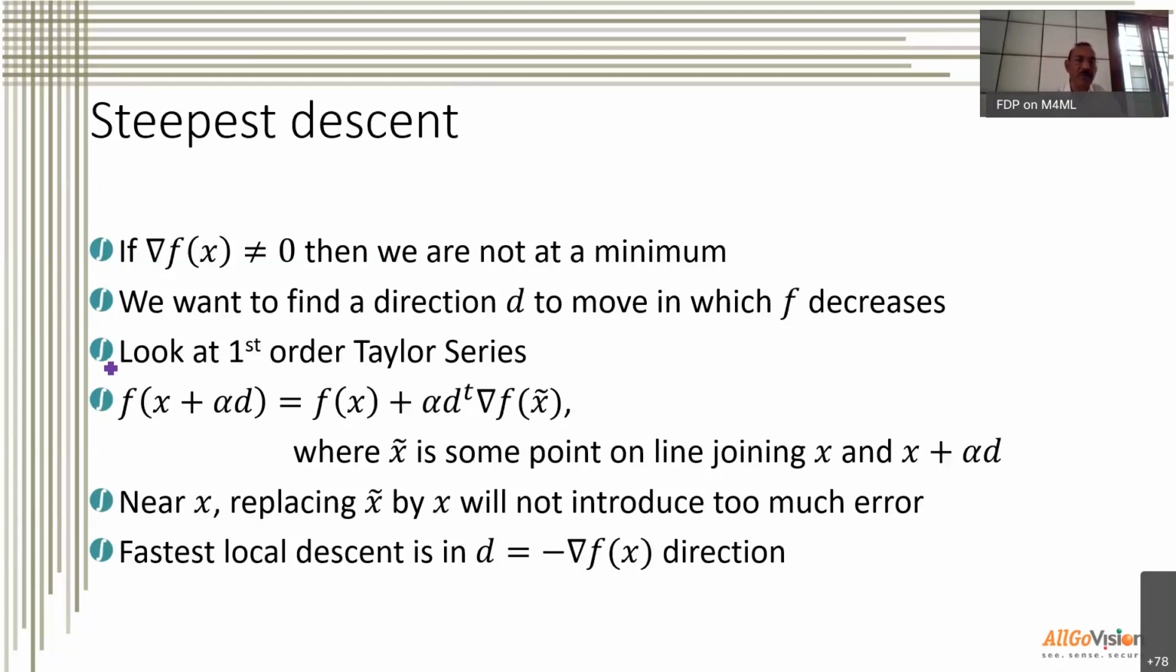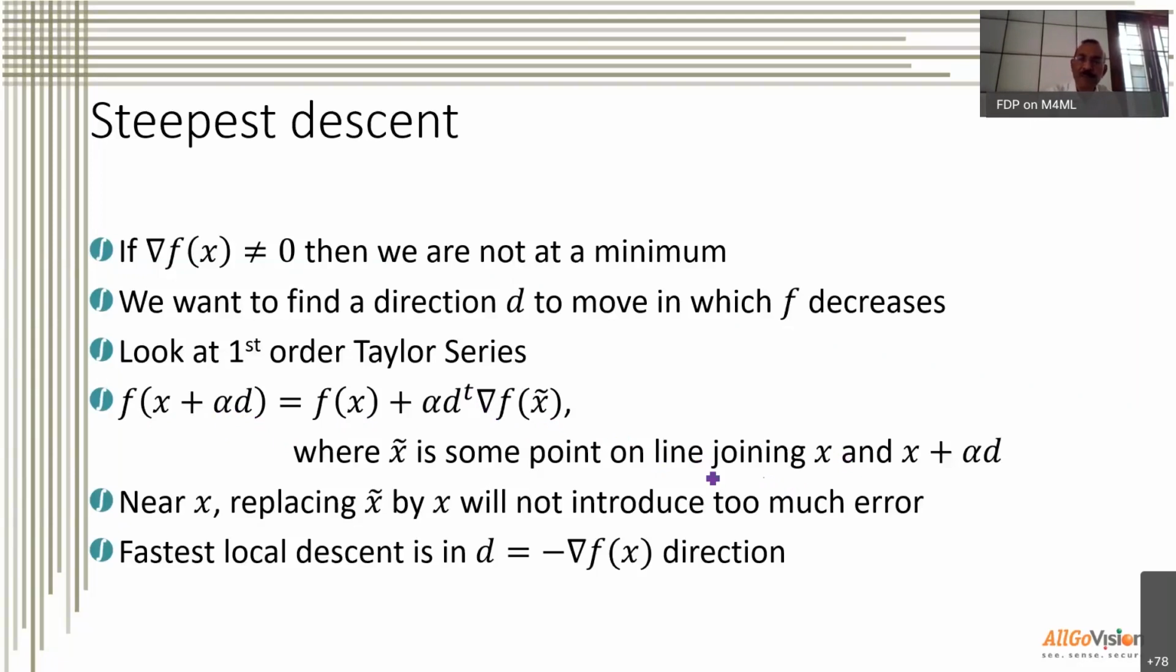Now we want to look at the first order Taylor series expansion of f at a point in the direction d, alpha away. So alpha times d I add to x. So f of x plus alpha d is going to be f of x plus alpha d transpose del f of some x tilde. Now what is this x tilde? x tilde will be some point between x and x plus alpha d.